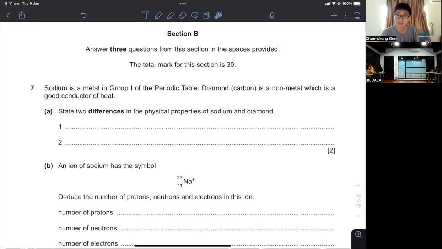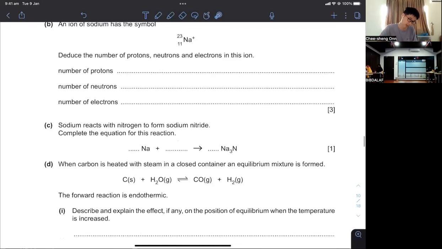Which question? Seven, 8, 9, or 10. Which one? Question 8? Okay.